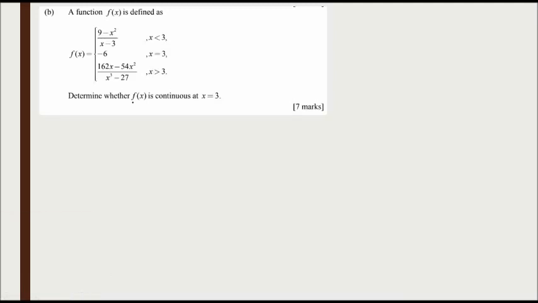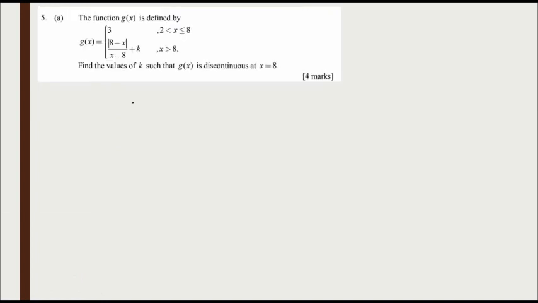Alright, so for this question, question number 5 part A. We're given this function g(x), defined by two parts. g(x) is equal to 3 when x is in between 2 and 8.